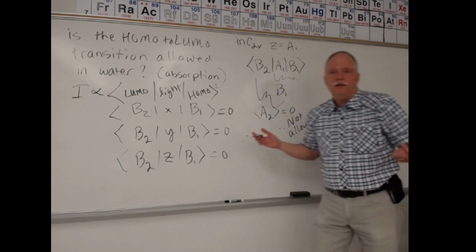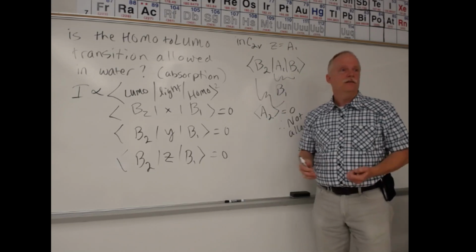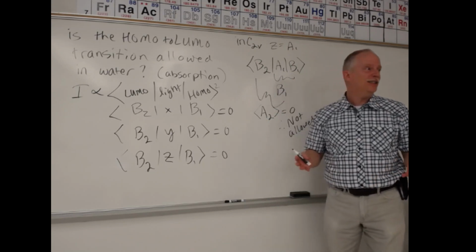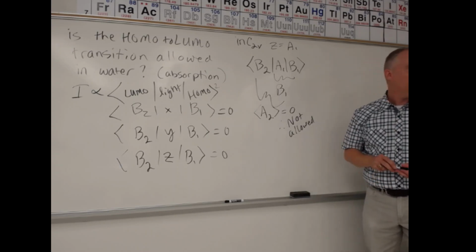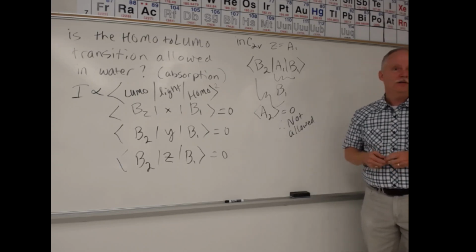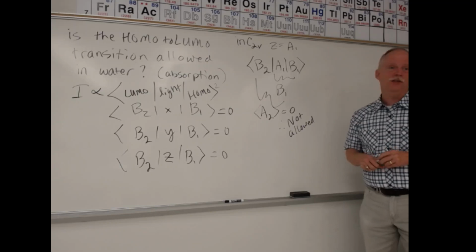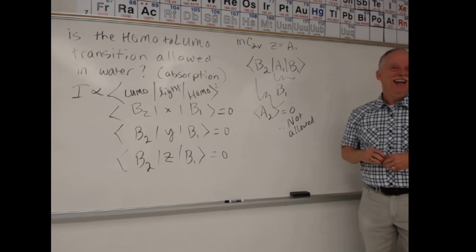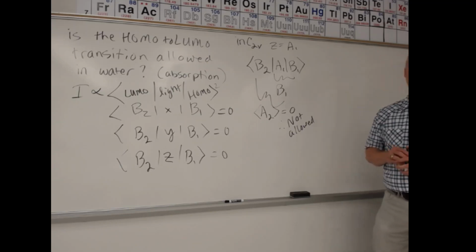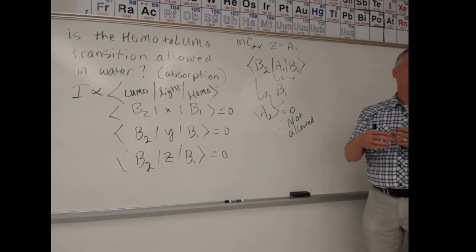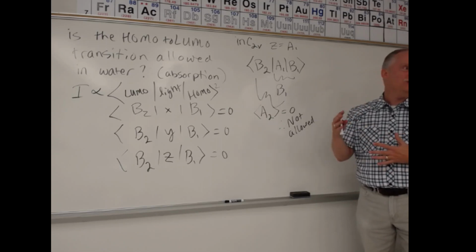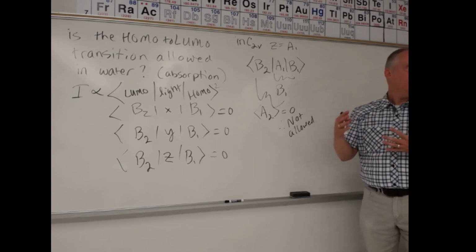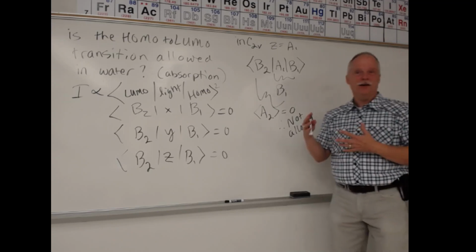And that's the way it is. We shouldn't fret. The HOMO to LUMO transition cannot be excited by direct absorption of light in water. It's a good thing, too, because that means water is transparent. If that HOMO to LUMO transition, if the energy between those two levels was in the visible region and it was allowed, water would absorb visible light. And our clouds would be a lot darker than they are.